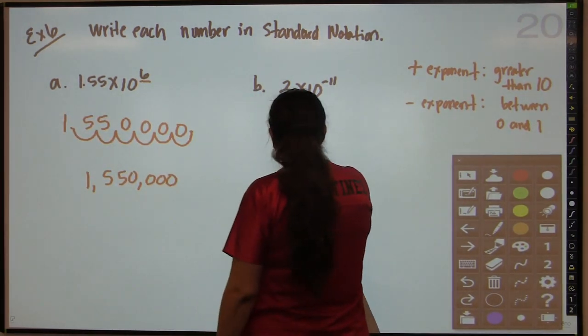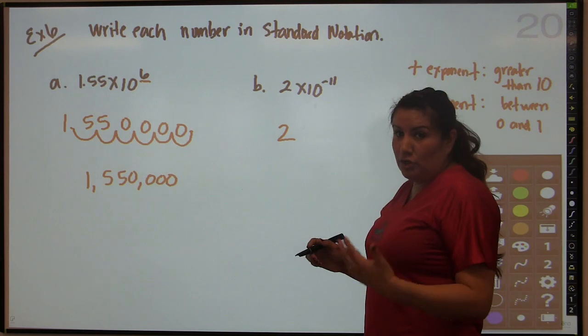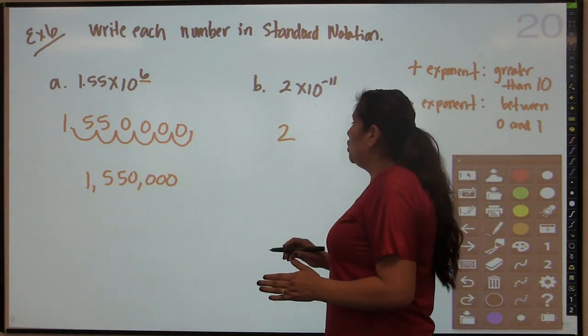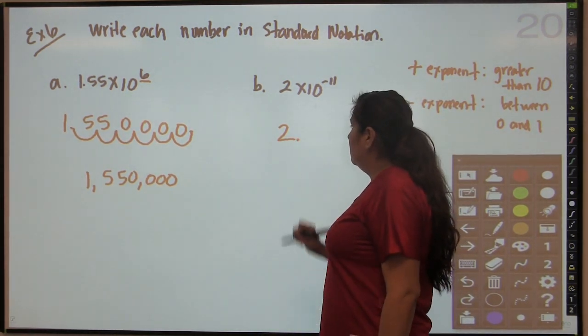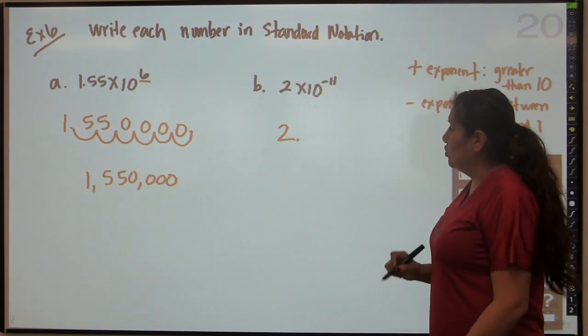Okay, this case we have 2. Now there is no decimal, but remember what I said earlier. If there is no decimal, you assume it's at the back, at the end of the number. So 2.0.